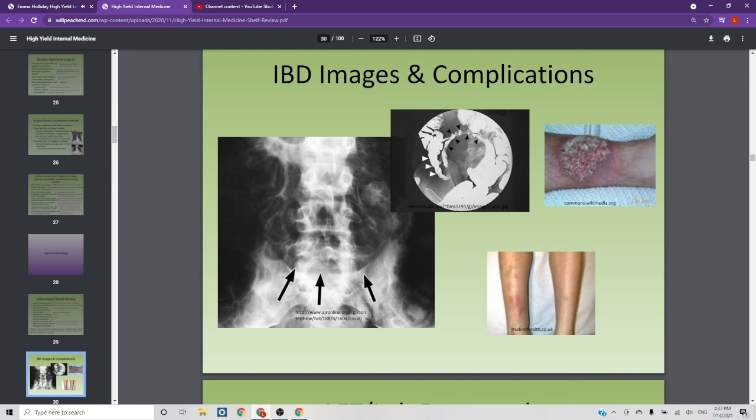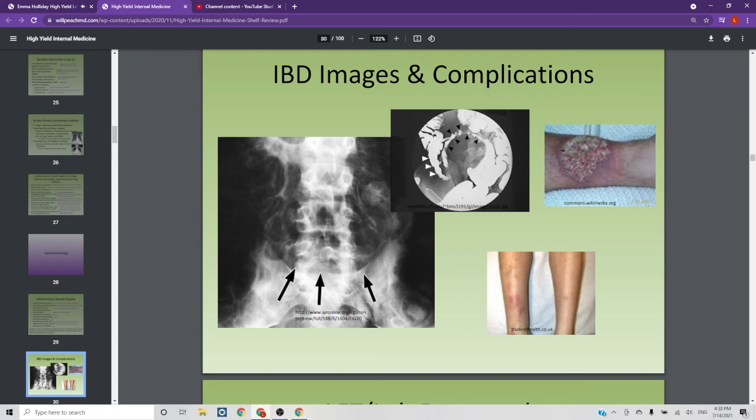And then these little guys, they're on the anterior tibia. They're painful. Erythema nodosum. So these were also in our sarcoid patient, and they're also present in patients with UC.